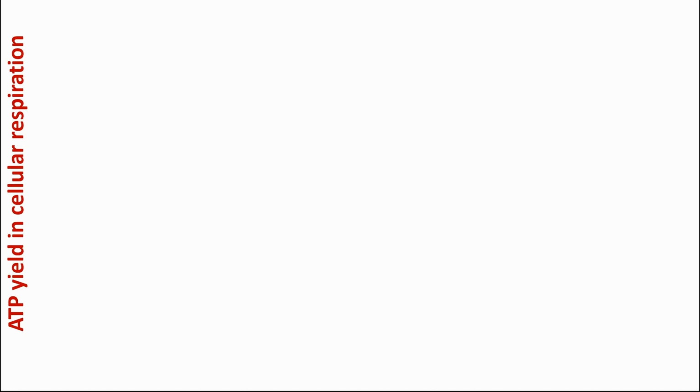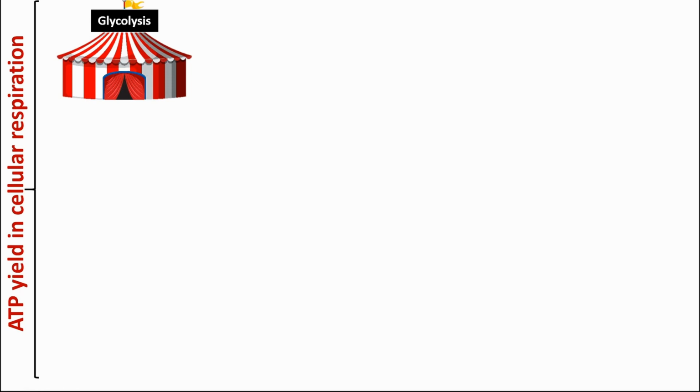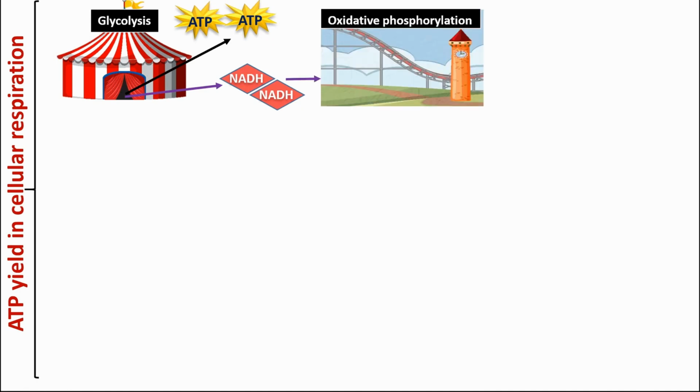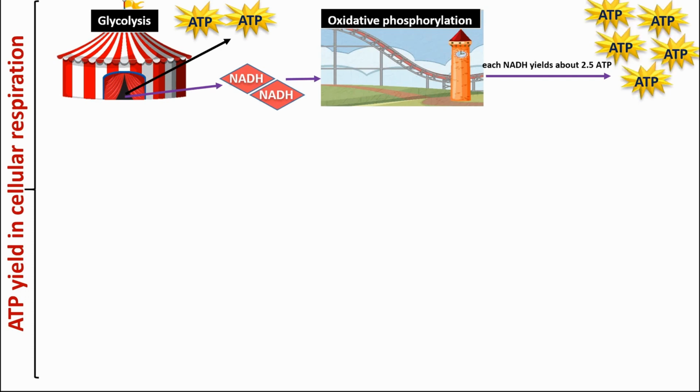ATP yield in cellular respiration. How many ATP do we get per glucose in cellular respiration? Glycolysis makes 2 ATP and 2 NADH. 2 NADH go to oxidative phosphorylation. Each NADH yields about 2.5 ATP, so 2 NADH produce 3 to 5 ATP.